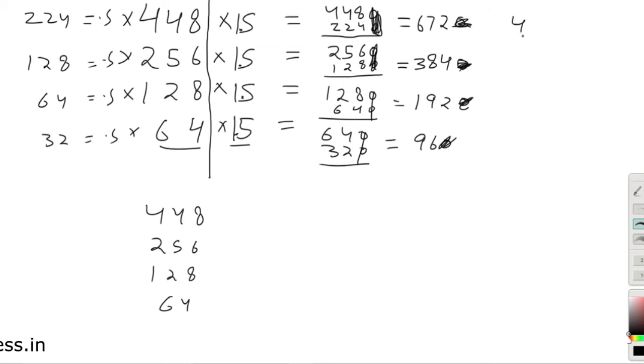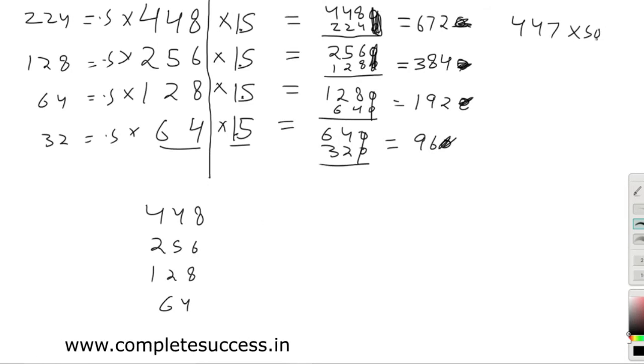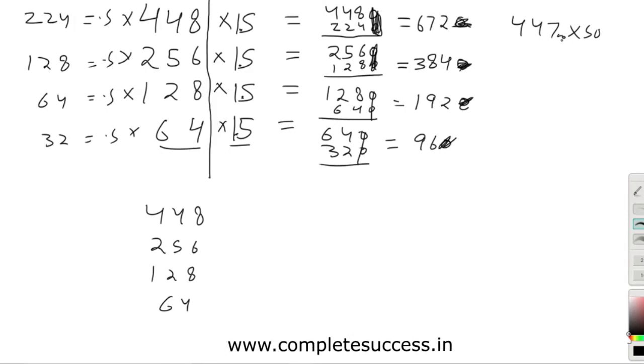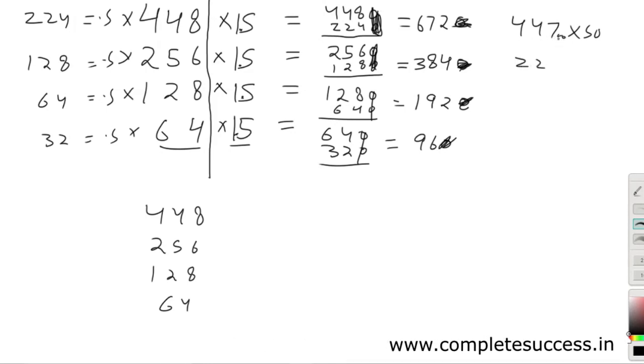If there is 447 into 50, now what? First multiply it with 100. So this becomes 44700. What is half of 44? 22. What is half of 700? 350. That is your answer. Is it clear?